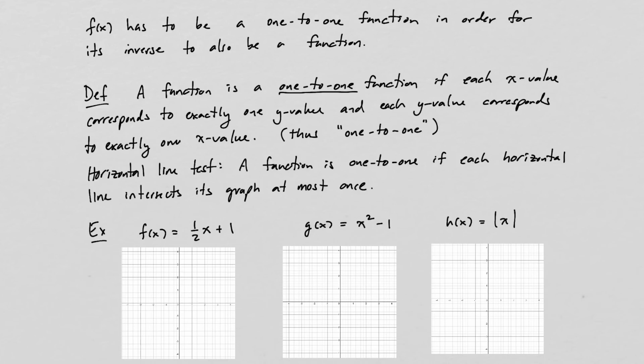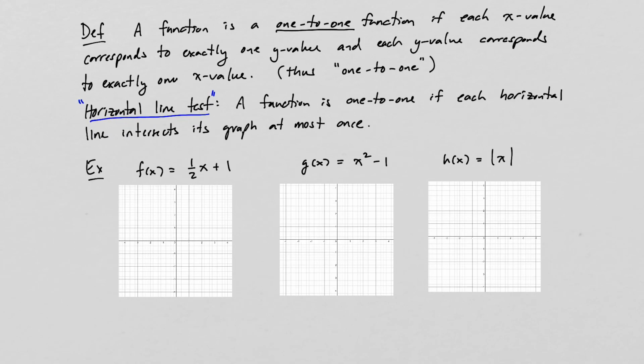The way you test for this in its simplest form is by using something called the horizontal line test, which simply says a function is one-to-one if each horizontal line intersects its graph at most one time. Let me show you some examples. Let's consider the following three functions. So we'll start with the first one here, which is f of x equals 1/2 x plus 1. This is the graph of a line, and this graph will look like this.